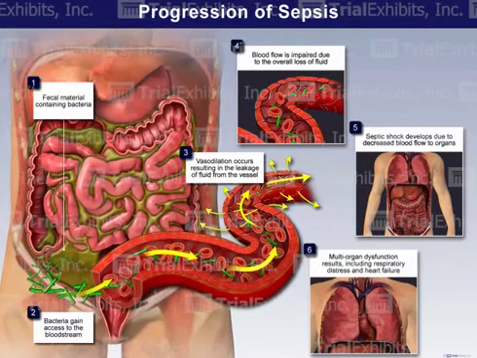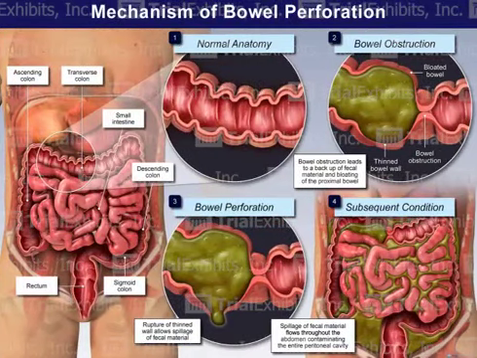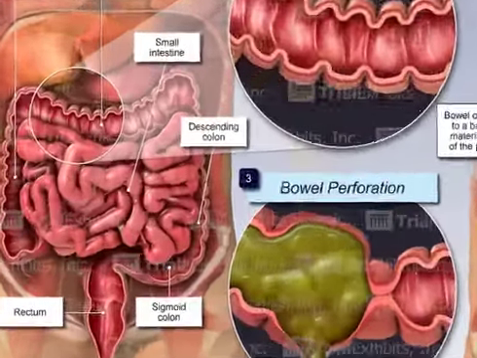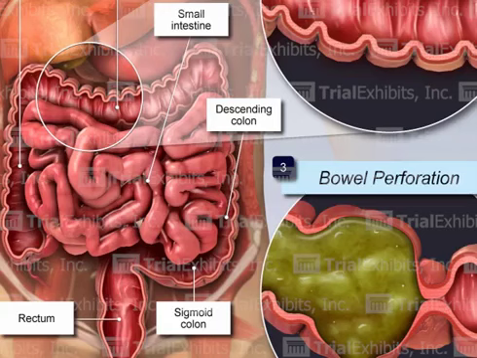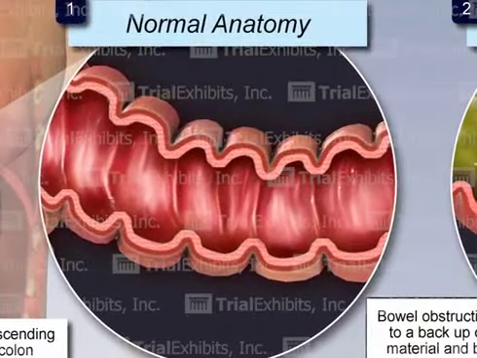In exhibit number 1, the mechanism of bowel perforation, we began with an anterior cutaway view of the abdomen, giving a complete orientation to the abdominal architecture. This also showed the enlargement of the transverse colon.